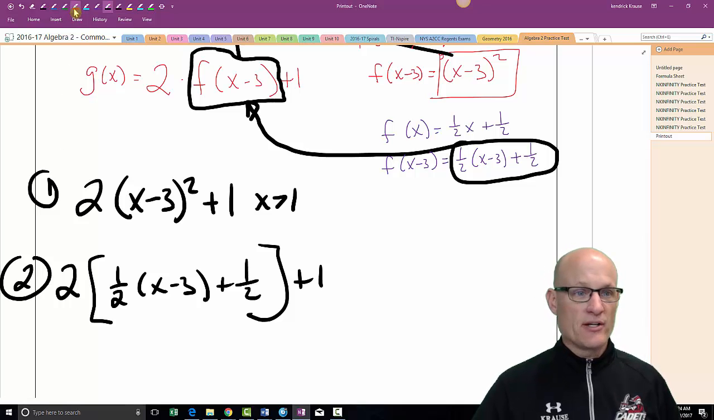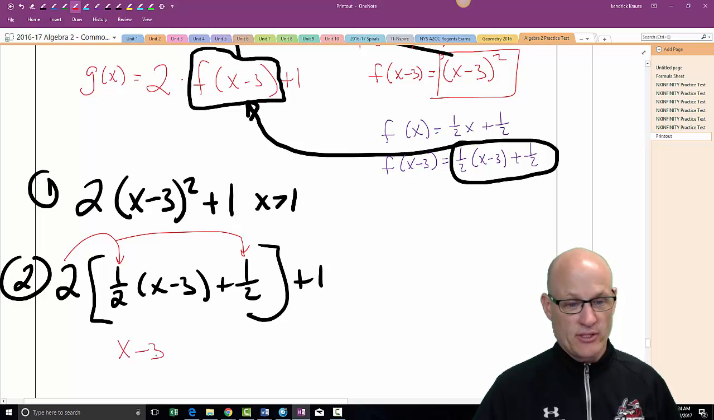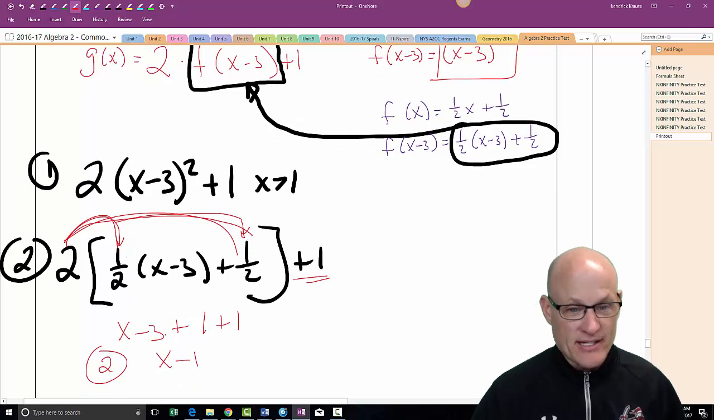If I distribute 2 times here and then 2 times here, I end up with just x minus 3. Actually, this 2 times 1/2 makes 1, and then 1 times this. And then 2 times 1/2 is plus 1, and then another plus 1 here on the outside. Don't forget that. So I end up with x minus 1 as piece 2. But you're not done yet.